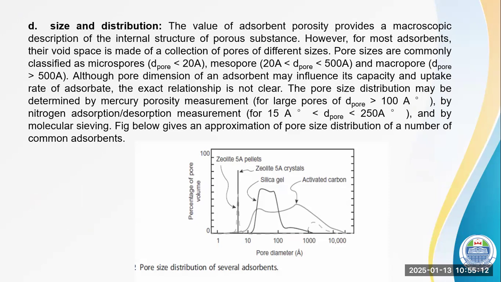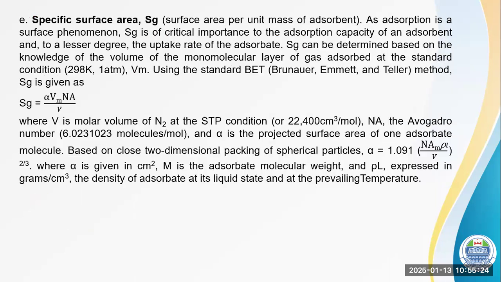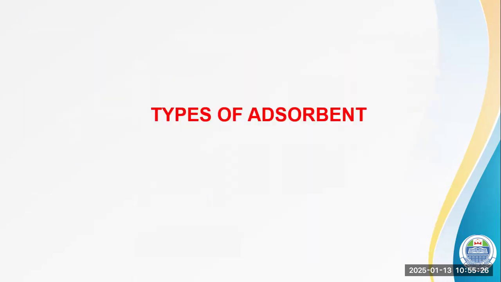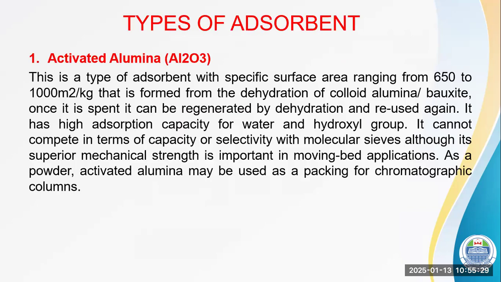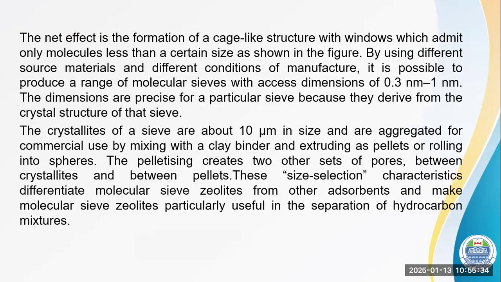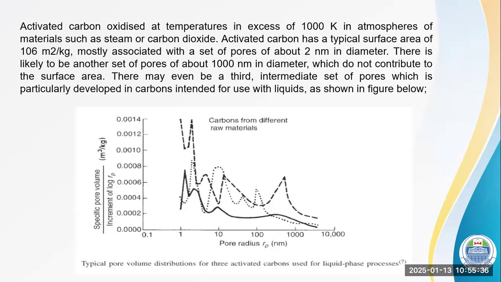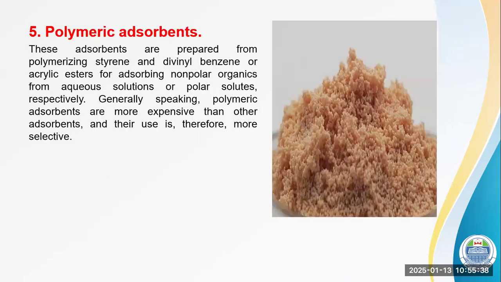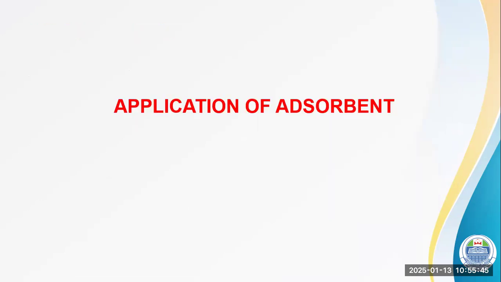Basically, we look at this profile that we have here. So by now, you should understand the behavior of zeolite, your silica gel, and activated carbon. Moving forward, we looked at the types of adsorbent: activated alumina, silica, zeolite, activated carbon, polymeric adsorbents, and a whole lot of others that you also presented during your group presentations.